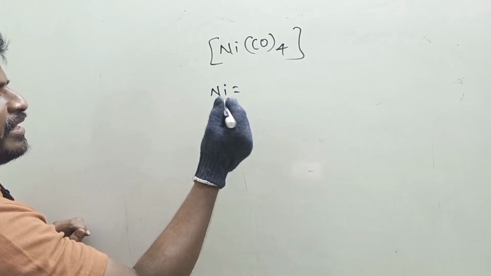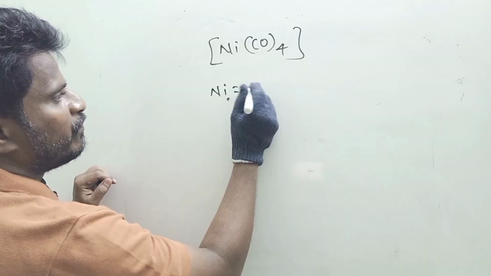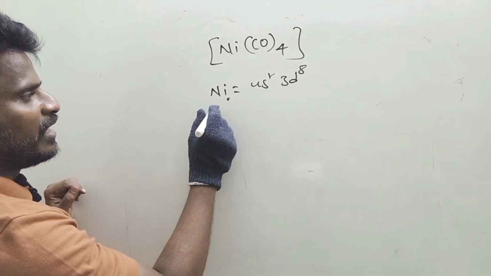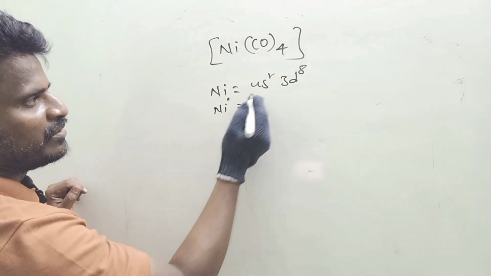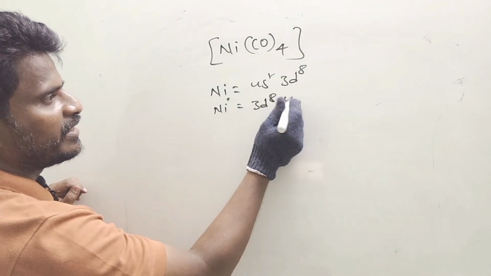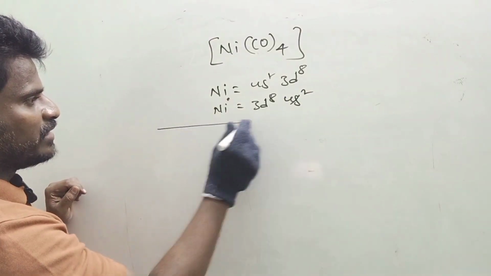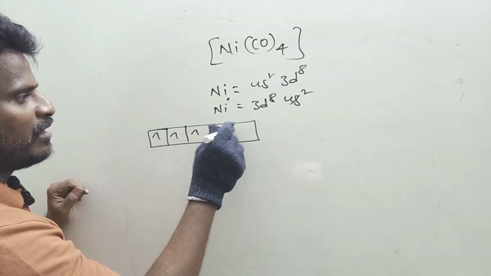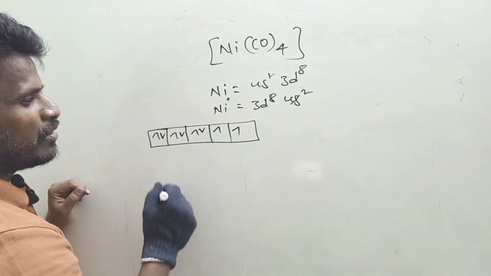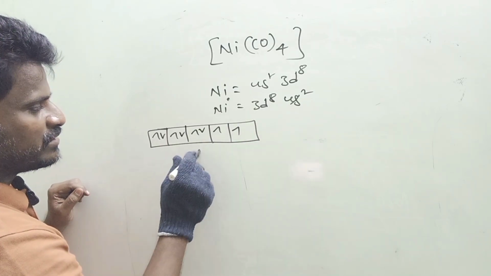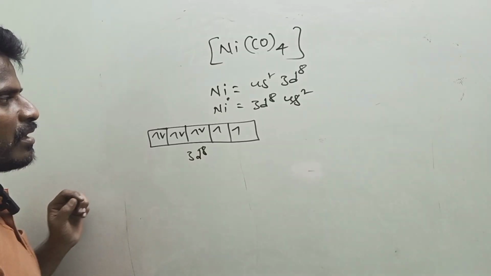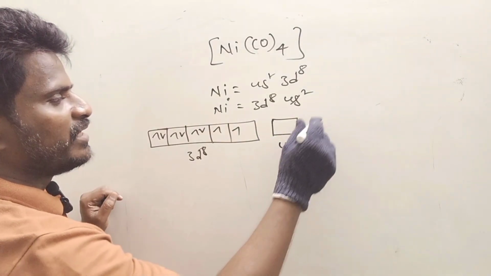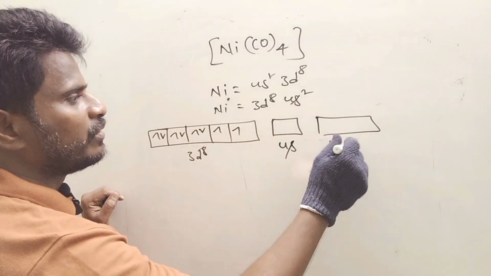And hybridization: nickel is in 4s2 3d8 electronic configuration. Nickel is in 0 oxidation state. There is no loss of electrons in 3d8 and 4s2. The 3d orbitals have 5 subshells. Each subshell has electrons. The d electrons are represented as 8 electrons in the representation. And the 4s orbital is in empty state and 4p also is in empty state.